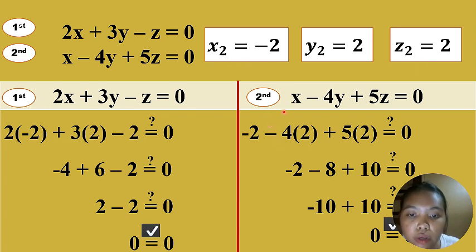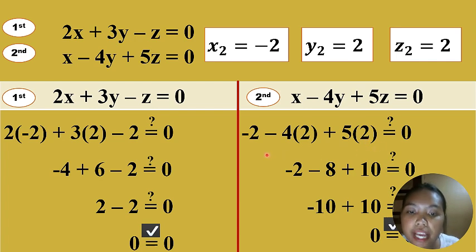For our x, we have negative 2. So our x here is negative 2, so it becomes negative 2 here. And our y is positive 2, so it becomes negative 4 times positive 2. And our z is positive 2, so it becomes 5 times 2.